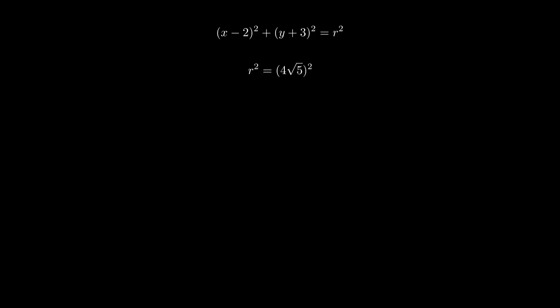r² equals (4√5)². Squaring this gives us r² = 16 times 5, which equals 80. Therefore, our final equation is (x - 2)² + (y + 3)² = 80.